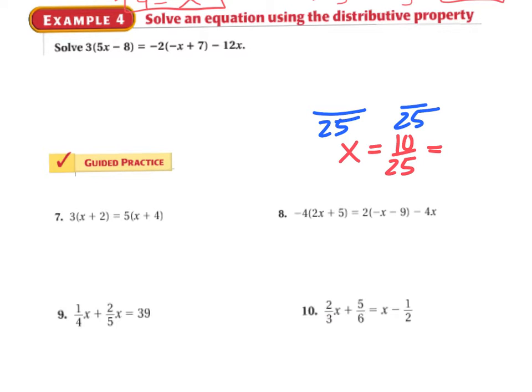Leave it like that. But if you want to be the awesome math student that you are, you need to simplify that fraction, which means divide out any common factors. Well, 10 and 25 both have a factor of 5, so I'm going to divide them both by 5. So 10 divided by 5 is 2, and 25 divided by 5 is 5. So in this problem, x equals 2/5.